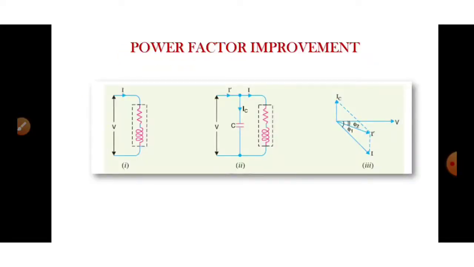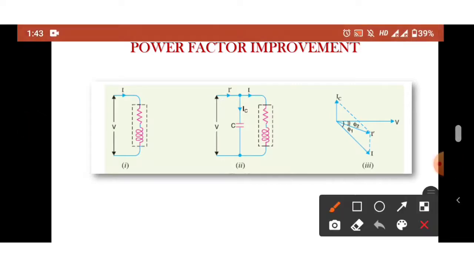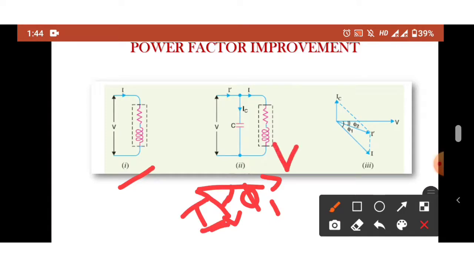So let us study how this power factor is improved by using a capacitor. First, consider an inductive load which takes the current I, and voltage V is across this inductive load. Now first consider the phasor diagram of this inductive load. We know that in the case of an inductive load, current lags behind voltage by an angle phi. In this case, let us take that angle as phi 1. So this is current and this is voltage.